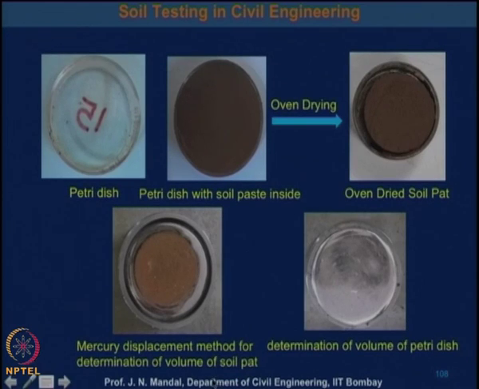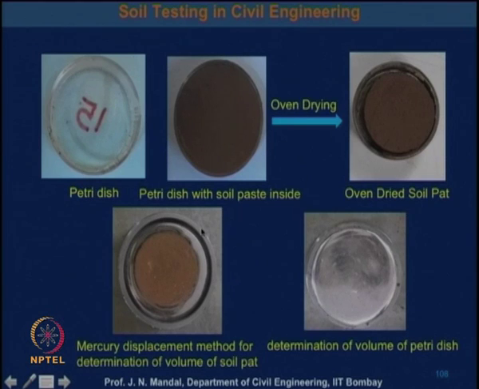Now, here I have shown the soil in a petri dish, with the soil paste inside the petri dish. You can keep this petri dish in the oven for drying, and you can see that the size of the sample also reduces. That means this is the oven-dried soil pat.